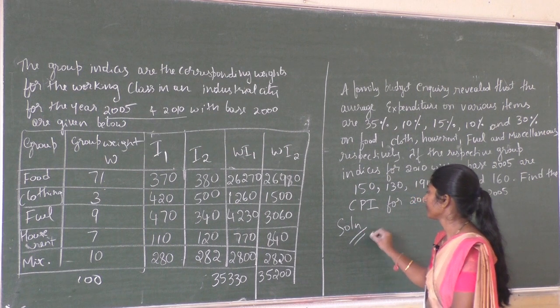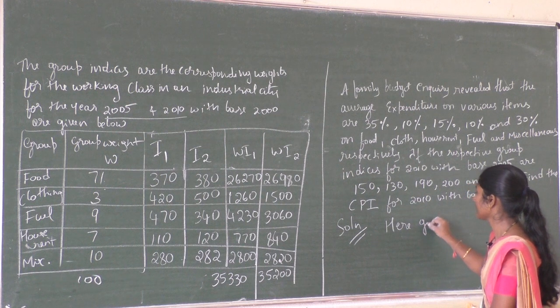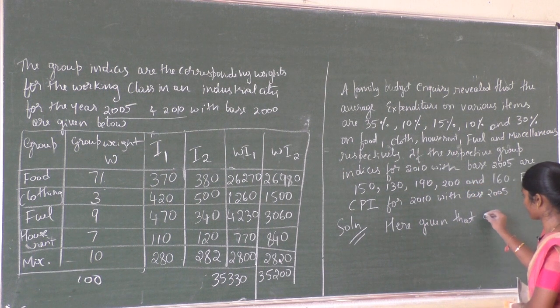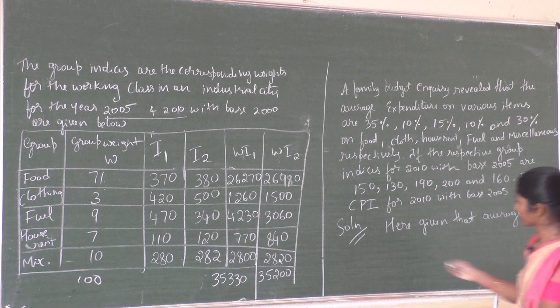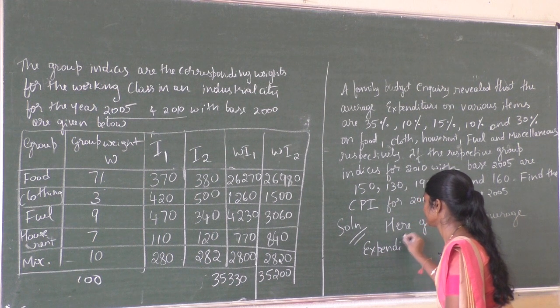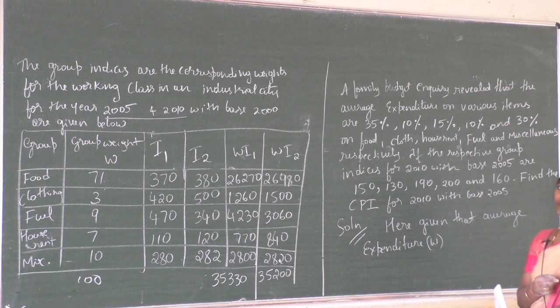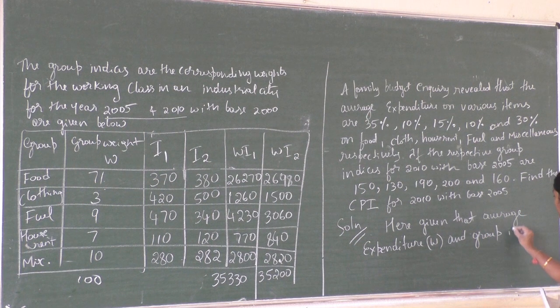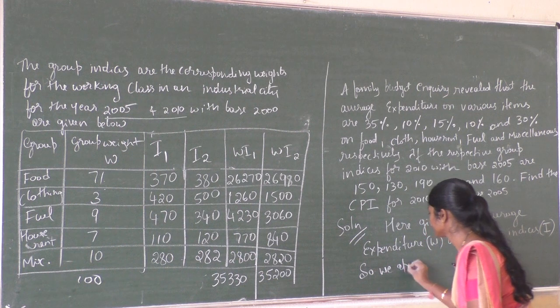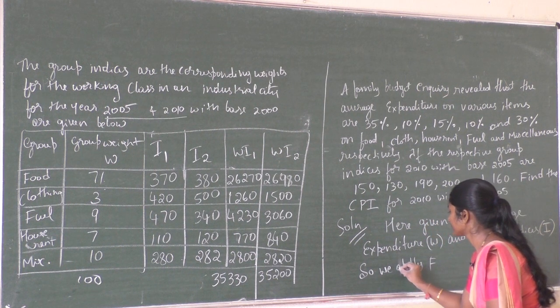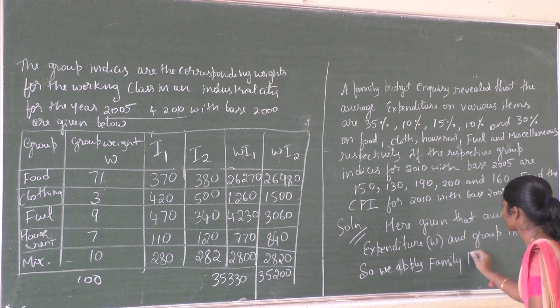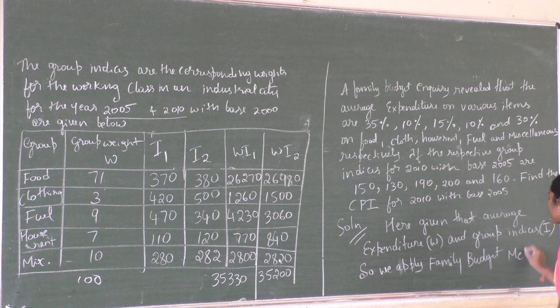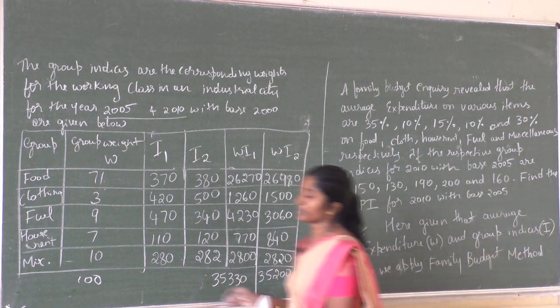Therefore, the solution. Here, what is given? The average expenditure, that is W, and the various group indices are given, which we will take as I. Therefore, we apply the family budget method.